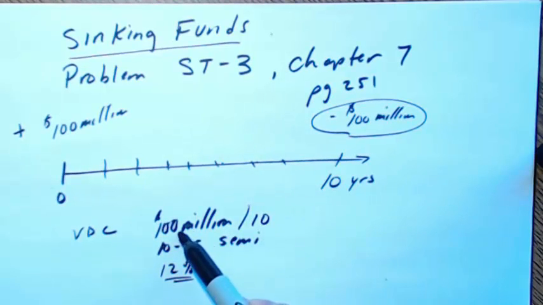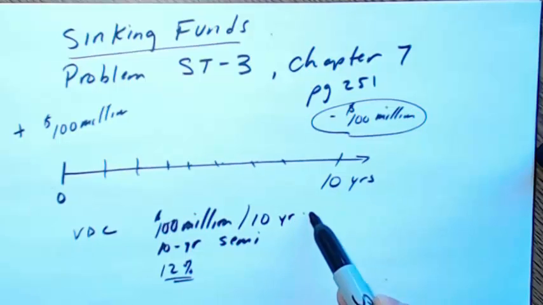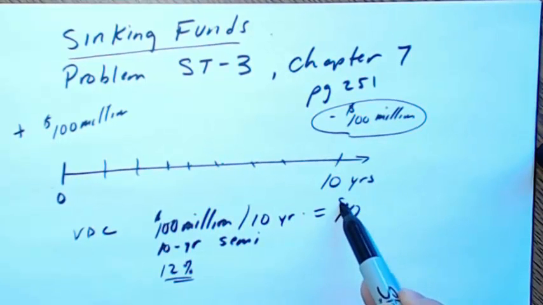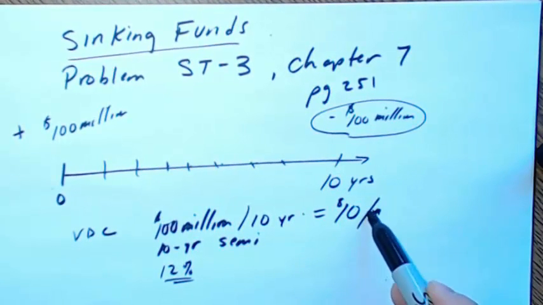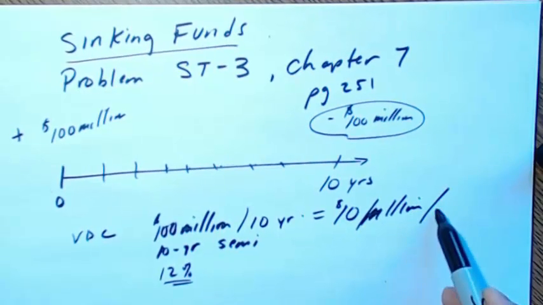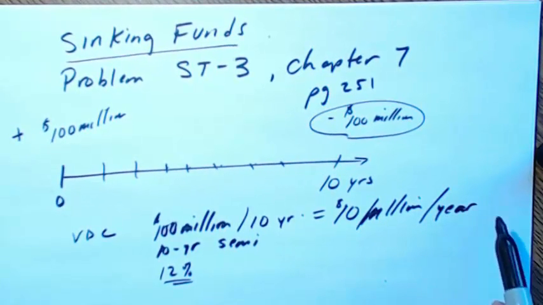So it's $100 million divided by 10 years, which gives you $10 million per year. $10 million per year must be covered by the sinking fund provision. The last sinking fund payment will retire the last of the bonds. Okay, so there will be no more bonds left at the last payment in 10 years.